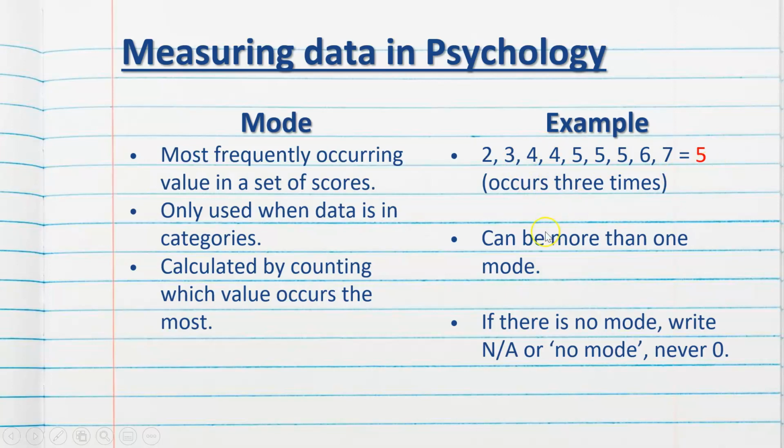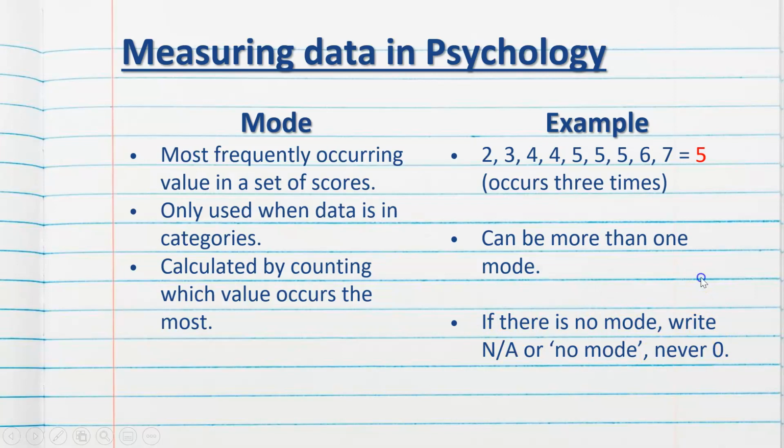Simple as that. Now, it's also worth noting that there can be more than one mode. Okay, we can have several modes. So if there were 3 4s and 3 5s, that would mean that 4 and 5 are the modes. All right, so we can have more than one. Sometimes we don't have a mode. All right, if there is no mode in a set of data, we never write 0 because 0 is obviously a value. So if there is no mode, we literally just write NA or no mode.